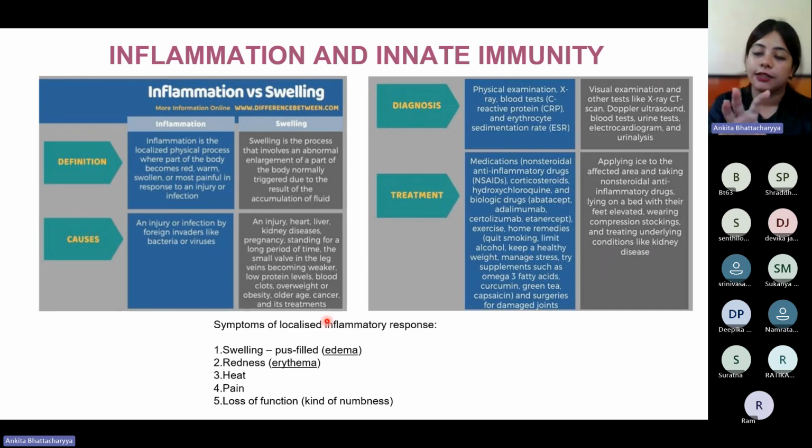However, when we talk about localized inflammation or localized inflammatory response, response means it is an answer to something that has come in. It is an answer to a wound or an injury that a particular individual might have encountered. So the symptoms of this localized inflammation are as follows. The first is swelling, otherwise known as edema, and mostly it is pus-filled swelling. Pus-filled because it is very rich in WBCs at that point. Second comes redness or erythema, heat generation, there's pain, and often there can be some sort of numbness that may or may not occur, and eventually there's loss of function.